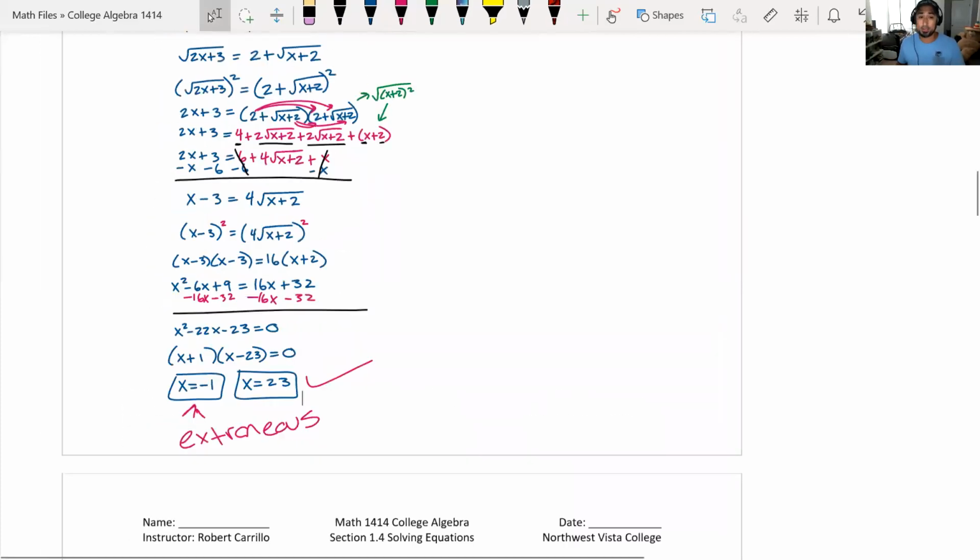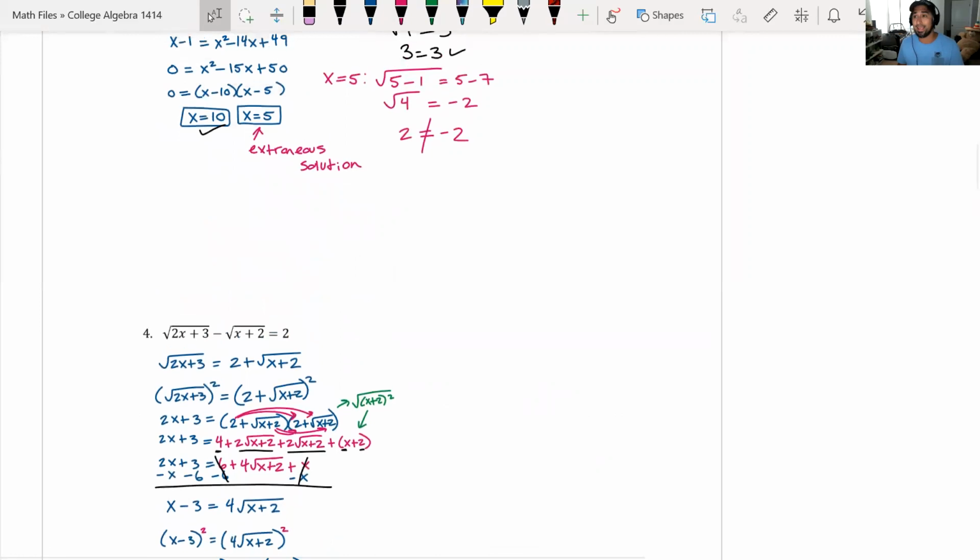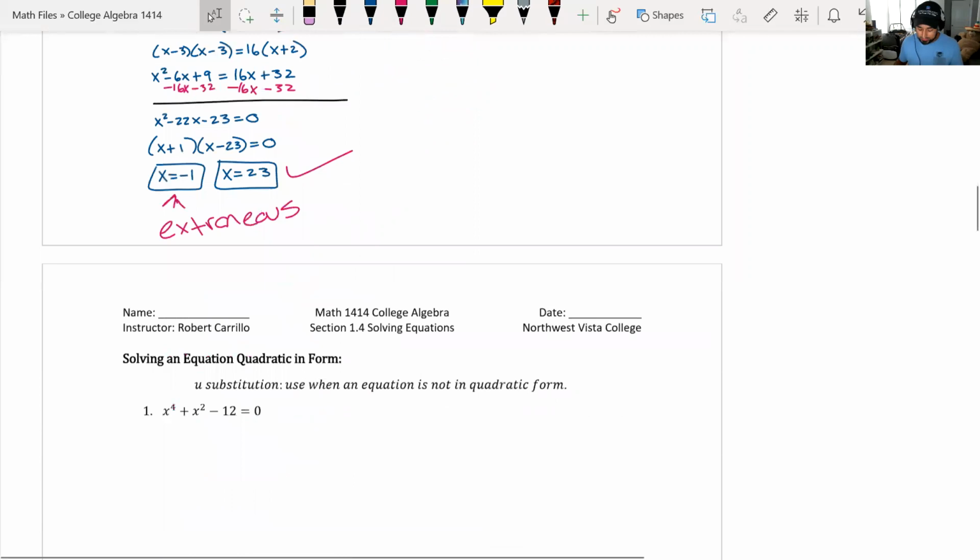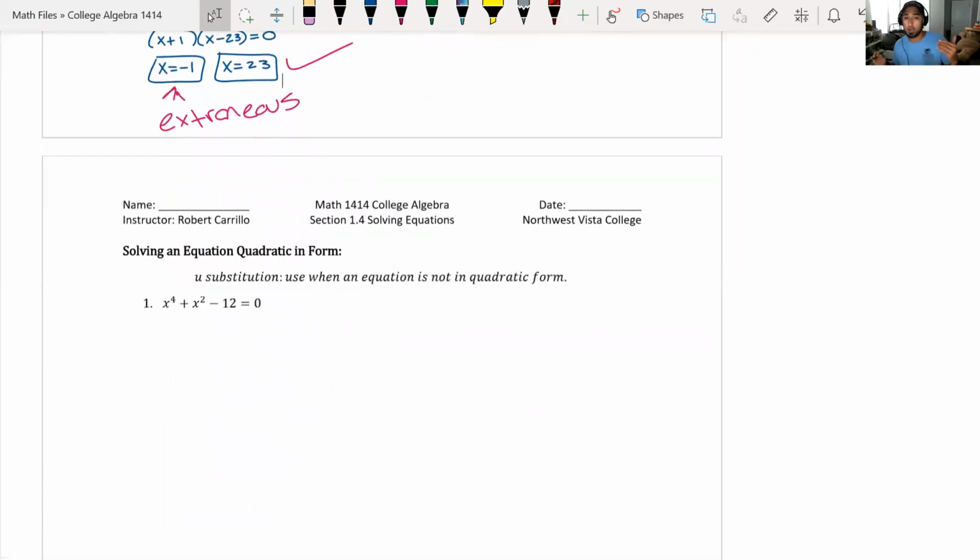All right, so that is solving radical equations. Take your time, isolate, watch your math, work everything step by step. Next is solving equations that are quadratic in form. So remember, to solve a quadratic equation, we can do it by factoring, we can do it by completing the square, and we can do it by something called U substitution. But the only reason we use U substitution is if it's quadratic in form.